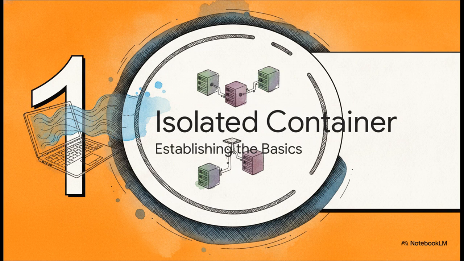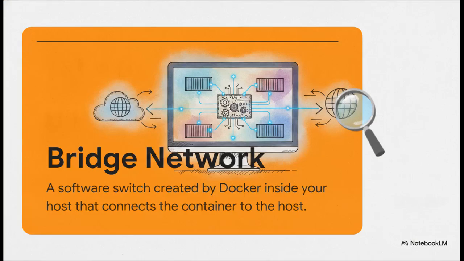Establishing the basics. To truly understand Docker networking, we first have to look at the environment itself. Think about your laptop for a second. It has a physical network card that handles all of your internet data, right? But your Docker container runs in total isolation. It doesn't directly use your laptop's network card at all. So how do we bridge that gap?